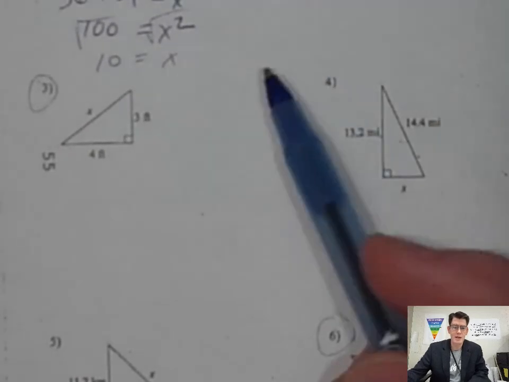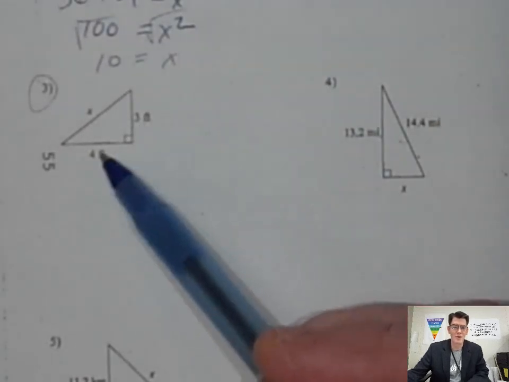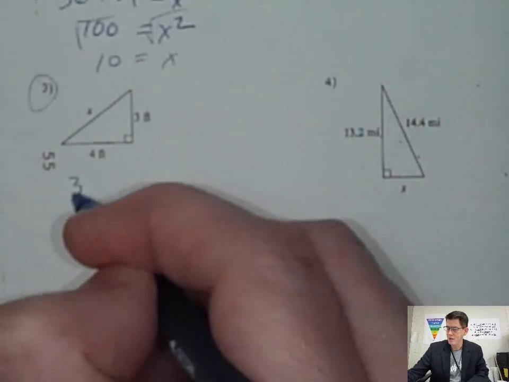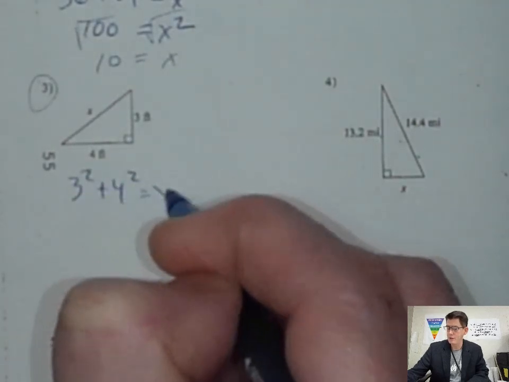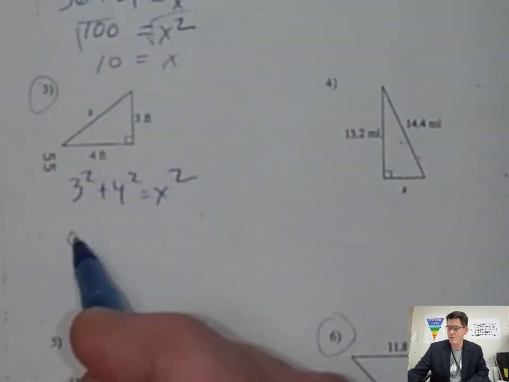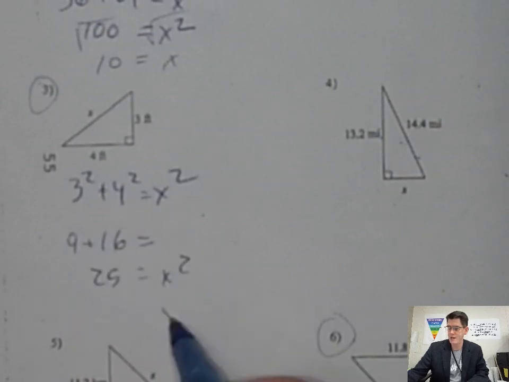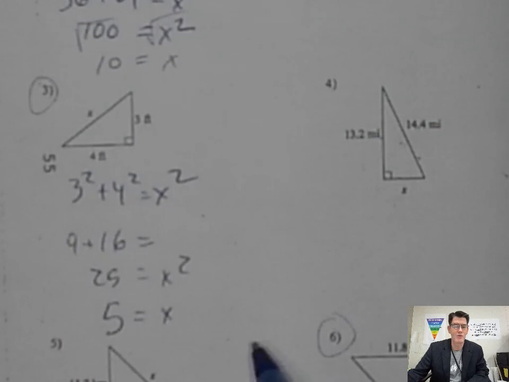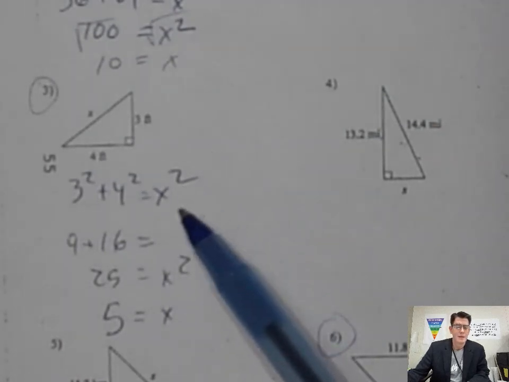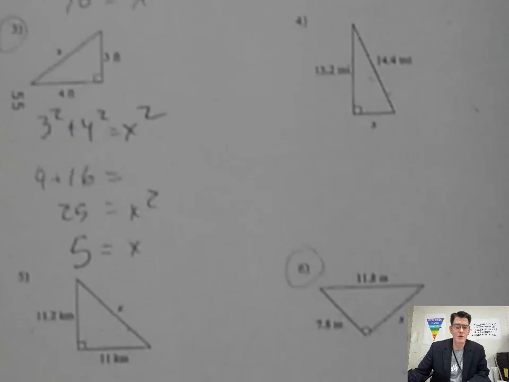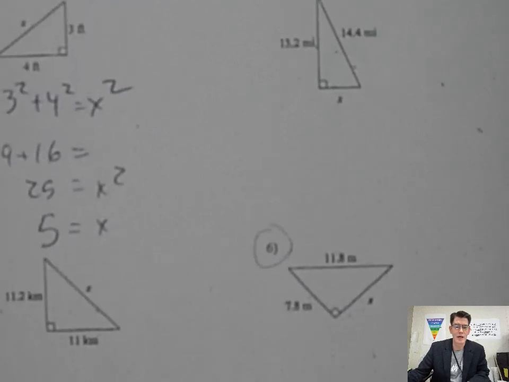Okay, number 3. Or should I do that again? Here we go. 3, 4. Oh, we know what that's going to be. 3 squared plus 4 squared is x squared. Work that through. 9 and 16. You already know that 25 is x squared. I'm just racing through because that's another Pythagorean triple. There we go. I know I raced through that. Let's actually do one that requires some work.